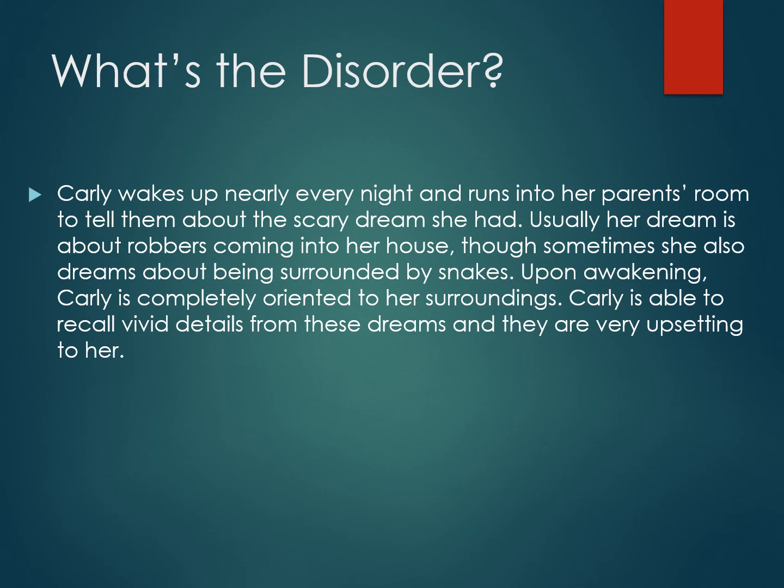Carly wakes up nearly every night and runs into her parents' room to tell them about the scary dream she had. Usually her dream is about robbers coming into her house, though sometimes she also dreams about being surrounded by snakes. Upon awakening, Carly is completely oriented to her surroundings. Carly is able to recall vivid details from these dreams, and they are very upsetting to her.